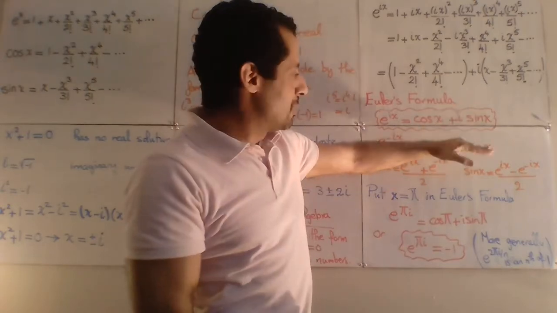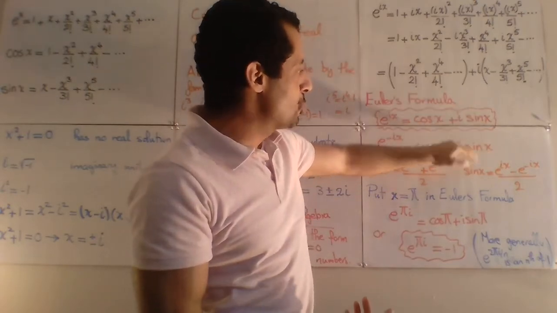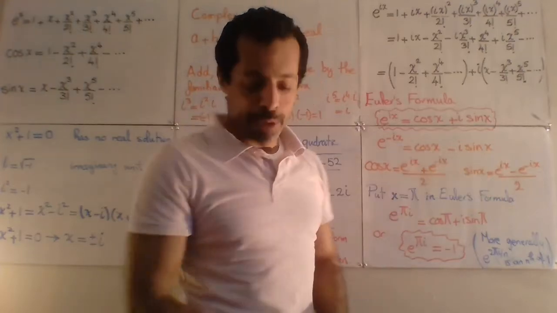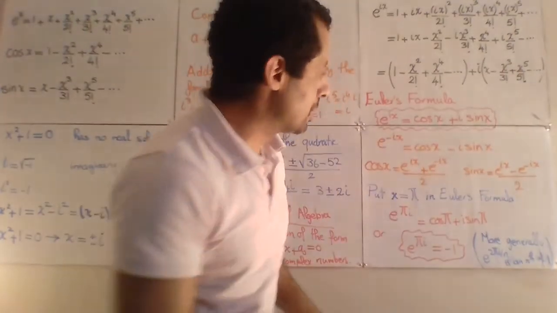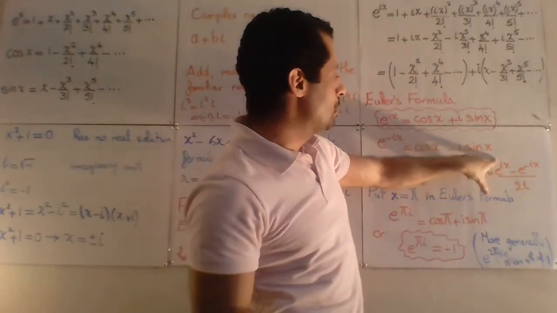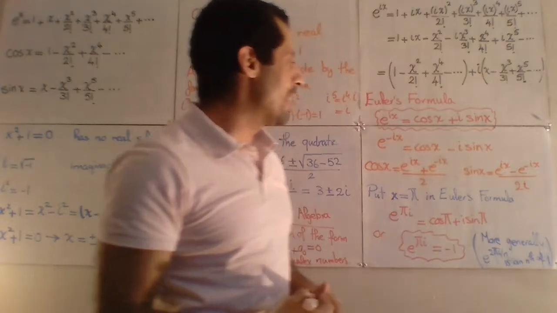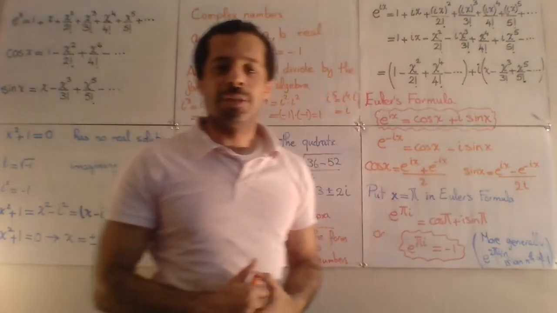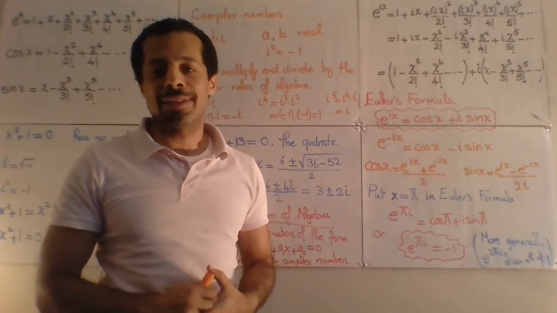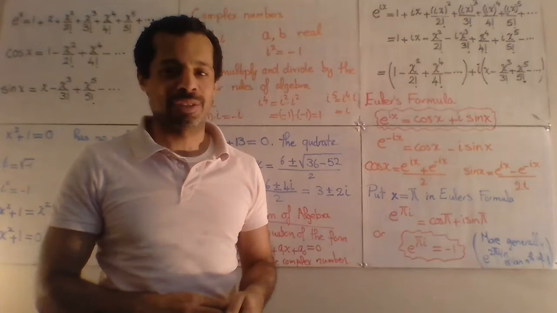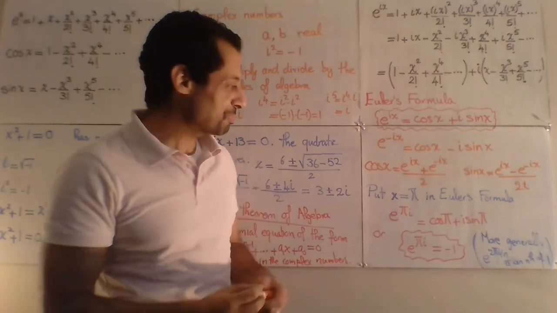And subtracting the second equation from the first equation and dividing by 2I in this case, you get that sine x equals e to the ix minus e to the negative ix over 2I. So these two formulas for cosine x and sine x are useful in advanced math and in physics and also some engineering.